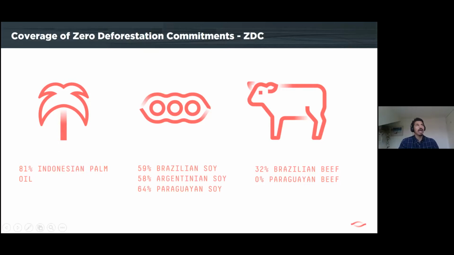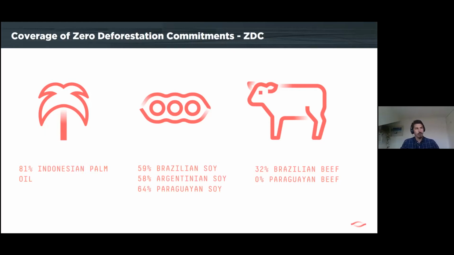So when we look at our data and we check if the companies that are exporting have commitments or not, we see that around 80% of the volume of palm oil exported from Indonesia is traded by companies that already have a deforestation commitment, or already have a policy to address that problem.